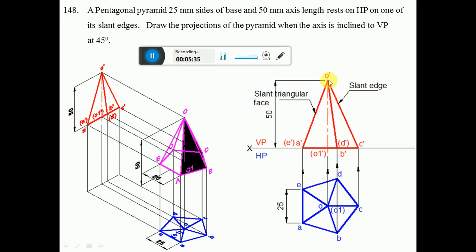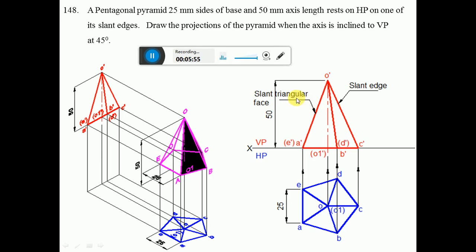So here when you look from the top view, you can see O dash C dash is the edge. How can I see that? You can see here OC is parallel to VP, so you are getting this slant edge here. And when you look from the top view, O dash A dash E dash is a triangle. OAE is a triangle, hence you are going to get the slant triangular face.